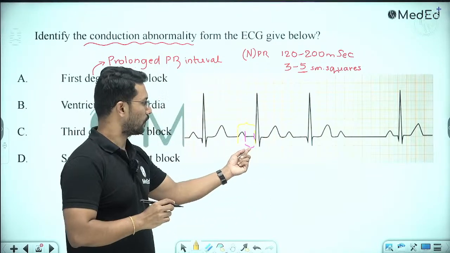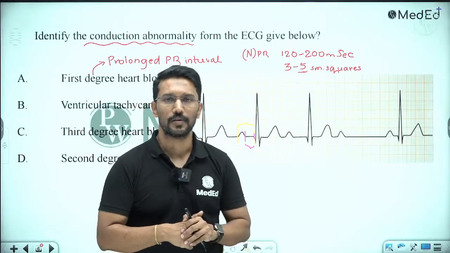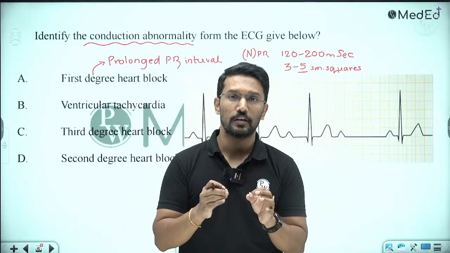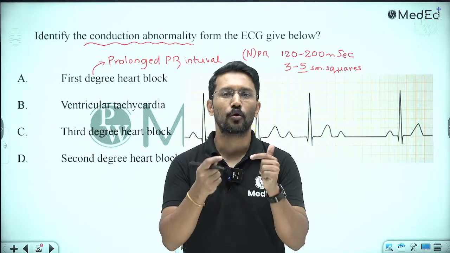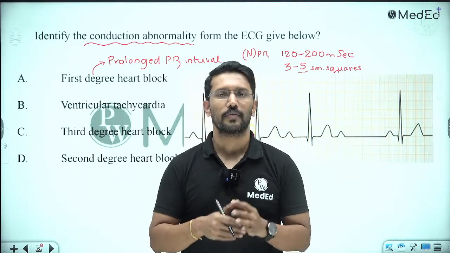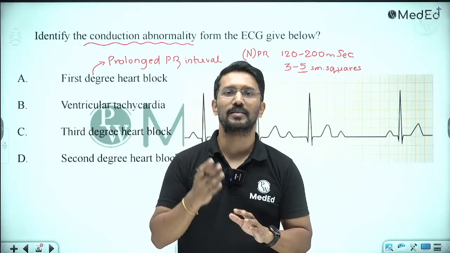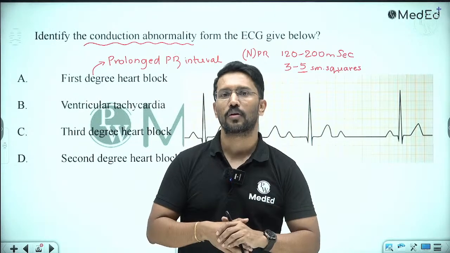Which one is PR interval, the pink one or the yellow one? Now remember this one point, guys. In the ECG, whenever you use the word interval, it always means that it includes a wave. Intervals always include a wave. But when it comes to the segments, like for example, you're familiar with ST segment, segments do not include a wave.